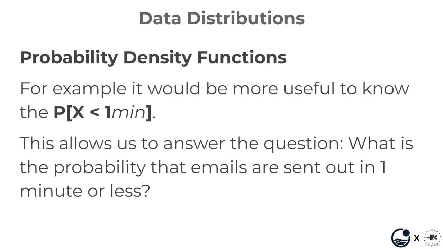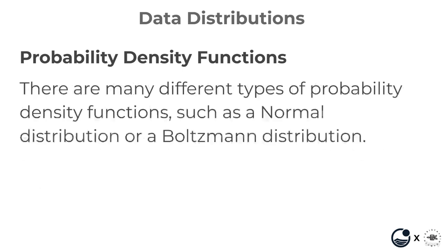For example, it'd be more useful to know what's the probability that the time it takes to send the email is less than 1 minute. So this allows us again to answer the question, what's the probability that emails are sent out in 1 minute or less? And now I'm dealing with a range or an interval. And that makes a lot more sense for a continuous random variable. Thus, we can think about it as a probability density function.